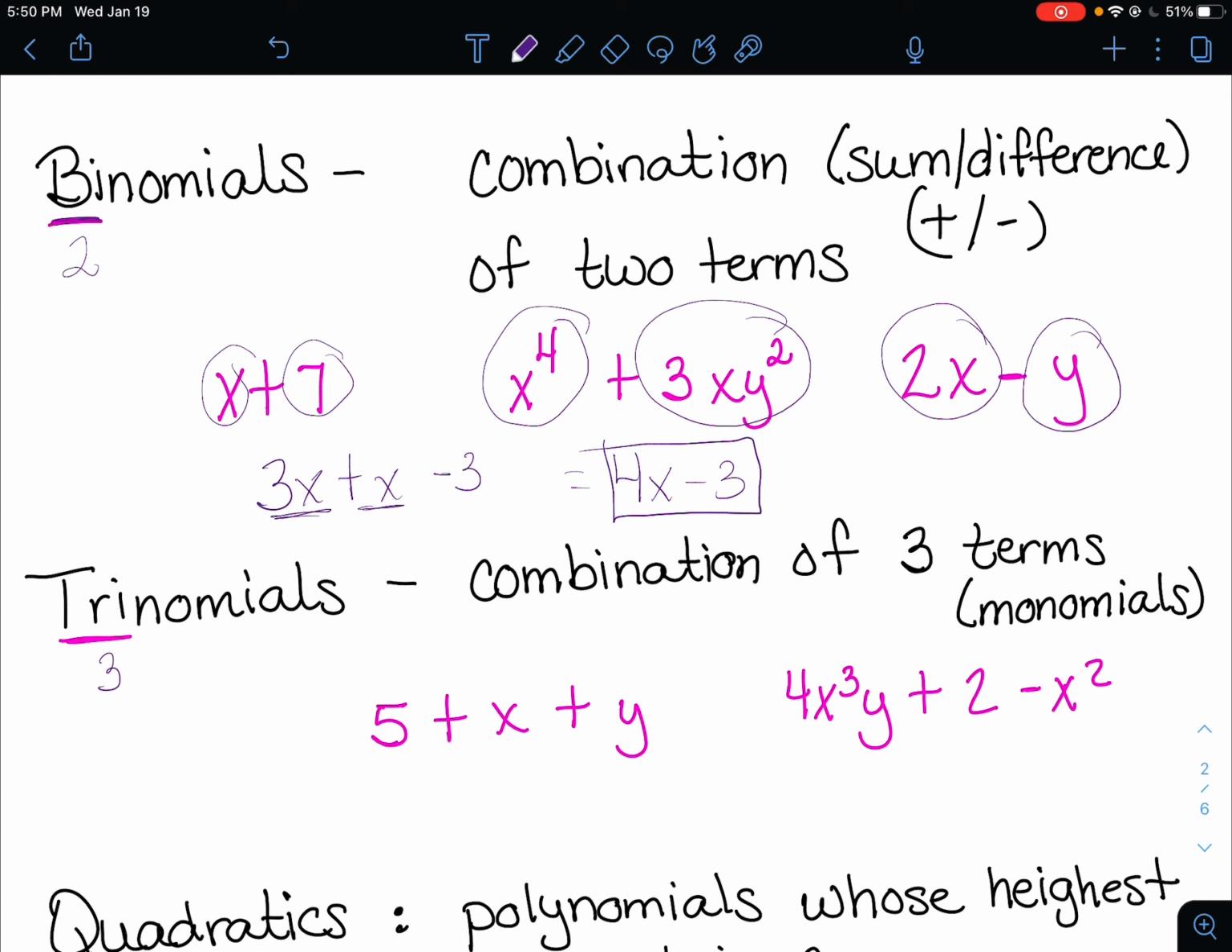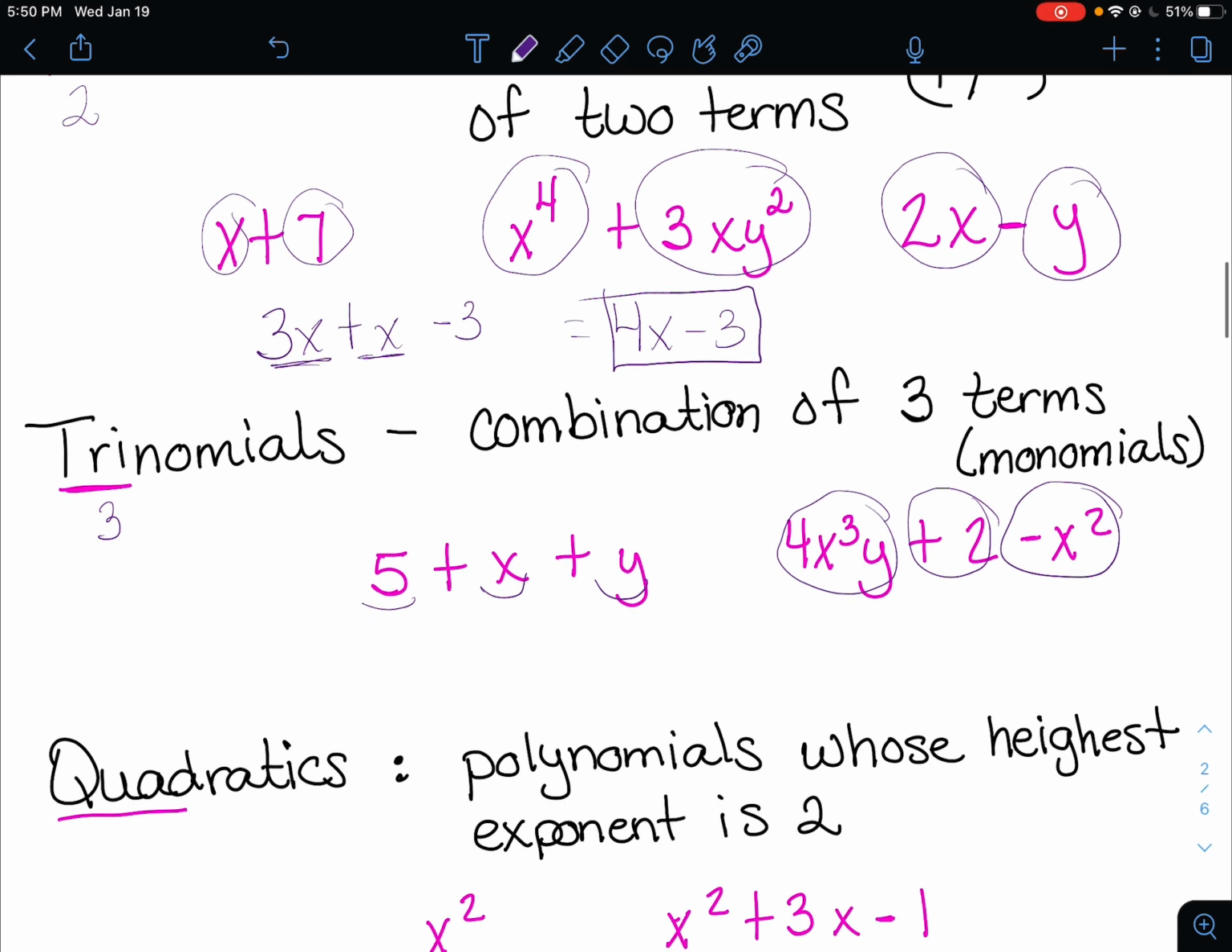So this is a combination of 3 terms, or 3 monomials. So we have a 5, which is a term. It's a constant as well, just a number. A variable and a variable. We can't combine them and make it simpler, so this is 3 terms, so that's a trinomial. Again, term, term, term, and we can't combine to make them simpler, and this is 3 terms, a trinomial.